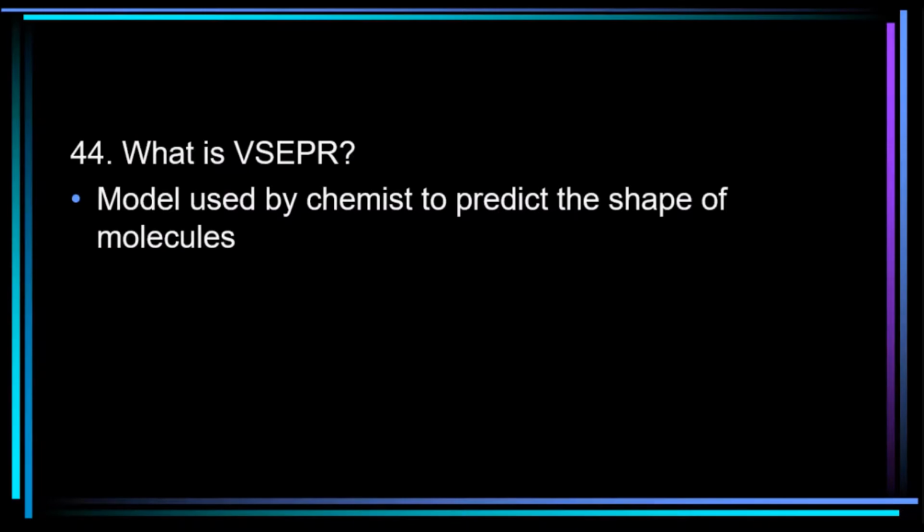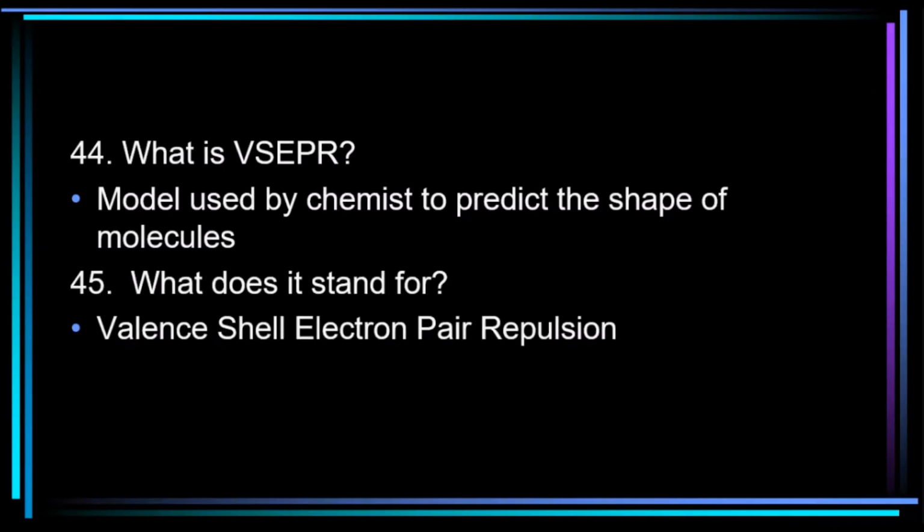What is the VSEPR model? It is a model used by chemists to predict the shape of molecules. What does it stand for? Valence shell electron pair repulsion.